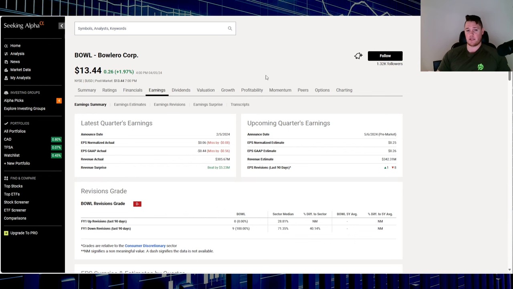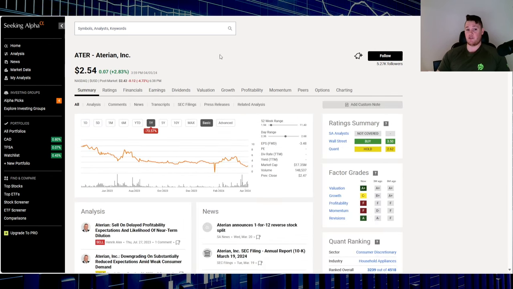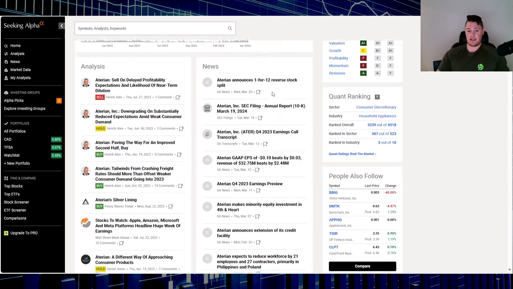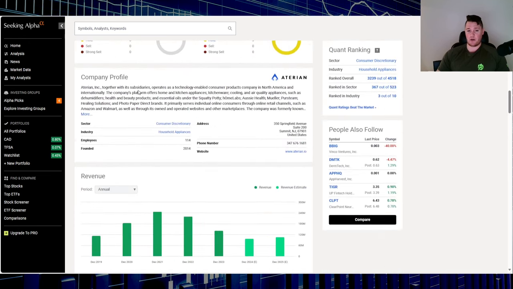So Bowlero is stock number five. Moving on to stock number four, this one is a new one, has never been on this list before. Ticker's ATER, Aterian, if I'm saying that right. On Friday, went up 2.83%. This is what they do. So you can always pause it and read through it.